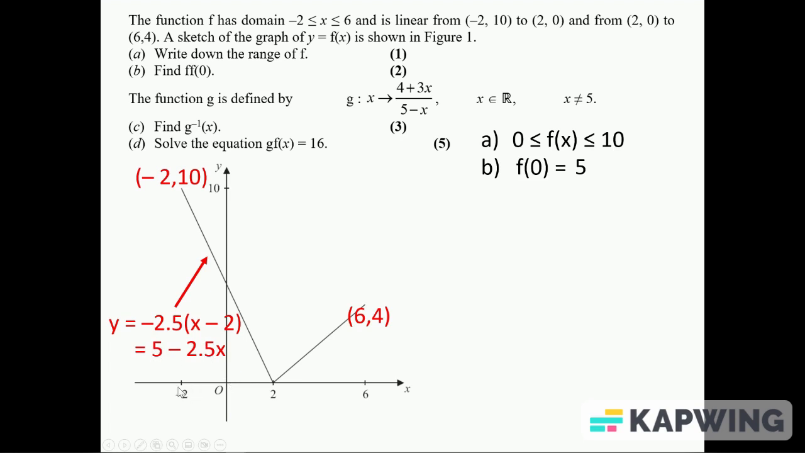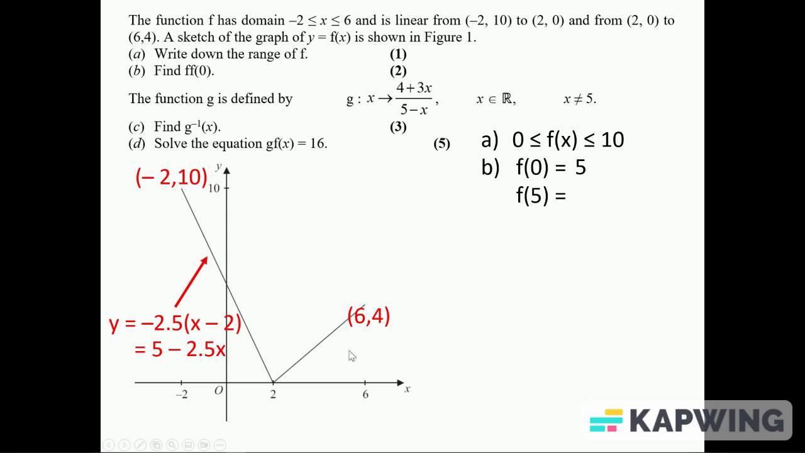You could think of it like this: we've got -2 and 2. If I go halfway from -2 to 2, that takes me to 0. So then you go halfway from 10 to 0, which is just as good. And then we're going to work out f of 5, because it wants f of f of 0. f of 0 is 5.